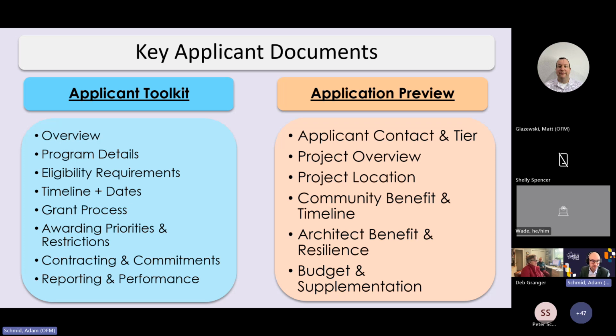The application preview itself, though, is exactly as described. It contains each of the sections, which are applicant, contact, and tier level, your project overview, the location of your project, how you're benefiting the community, and your timeline for the project, how you're benefiting the ecosystem and developing their resilience, and what's your budget. In all, for a Tier 2 application, 17 questions. For a Tier 1, 14 questions.